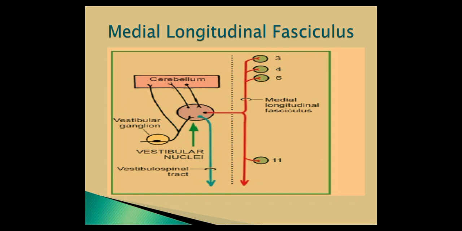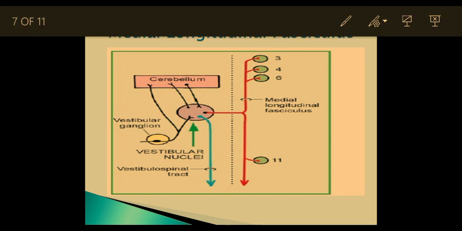There are four nuclei from which these tract fibers take origin: the vestibular nuclei, the reticular formation nuclei, the superior colliculus nuclei, and the interstitial cells of Cajal. So the medial longitudinal fasciculus originates from the vestibular nuclei, reticular formation, superior colliculus, and interstitial cells of Cajal.